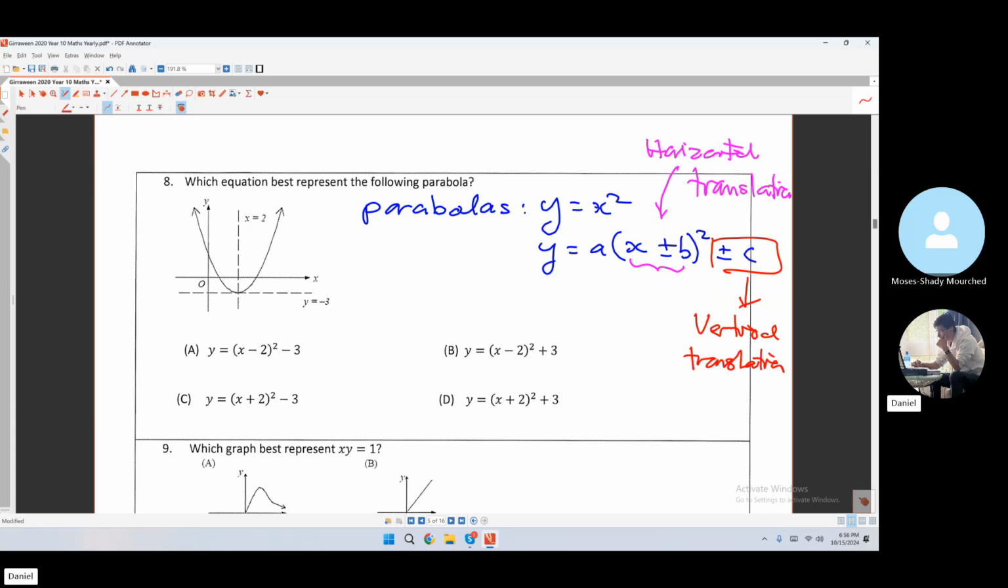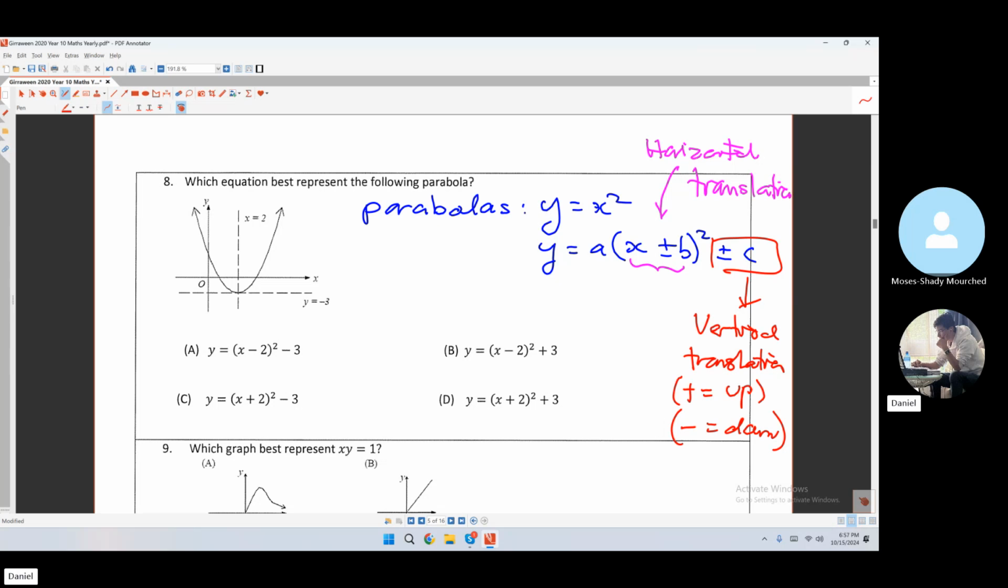Now, the trick is, if it's on the outside, not inside the bracket, you do it deliberately as it tells you. That means if it's a plus, you literally go up. If it's a minus, you go down, okay? So plus means you go up, but a minus means you go down.